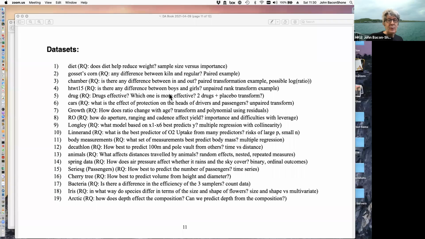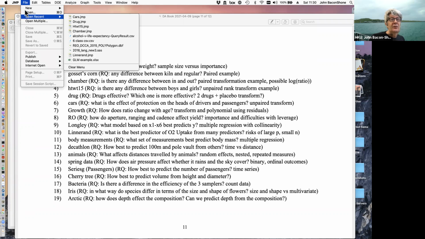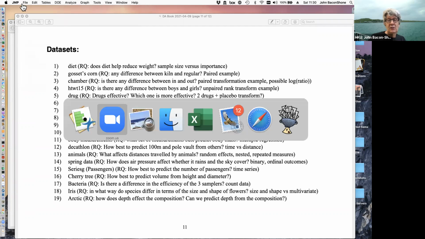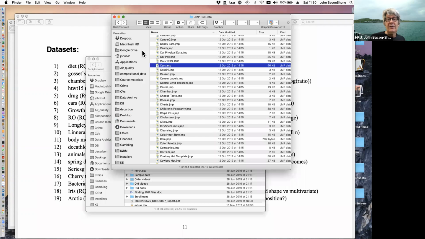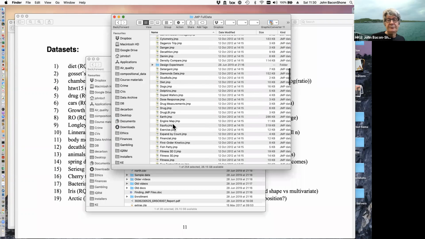Okay, so we have got through the first 6 data sets. Now we're going to move on to one that I like very much, called growth. It is a very simple data set, but it's a very nice one to illustrate some of the things we want to look at.